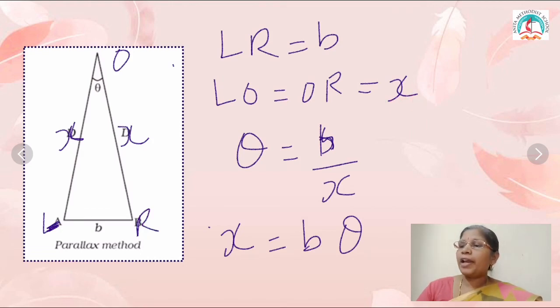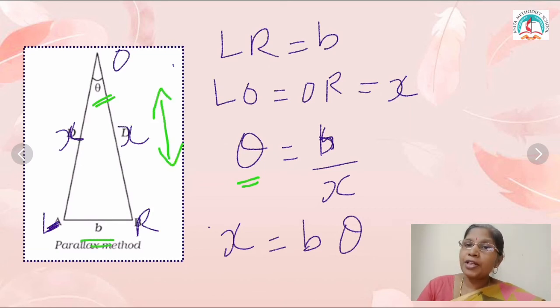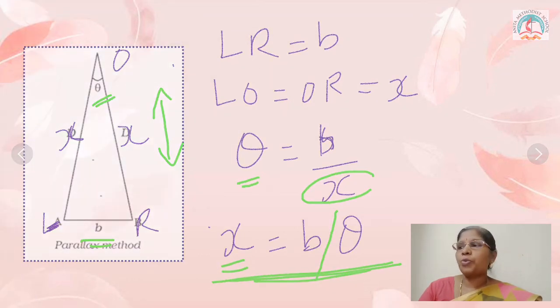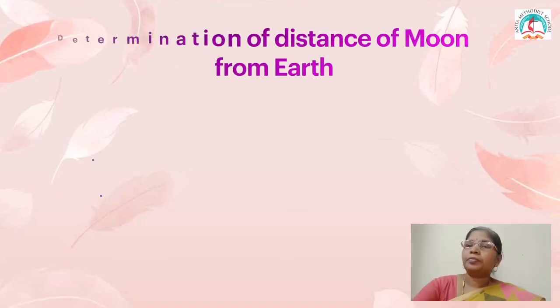So I want to calculate the value of theta. How will you calculate it? Theta equals the opposite, B, divided by the adjacent, X. But which one is unknown to you? X, the distance, is unknown. So I keep X on one side: X equals B divided by theta. That gives the value of X. The distance value is equal to what?